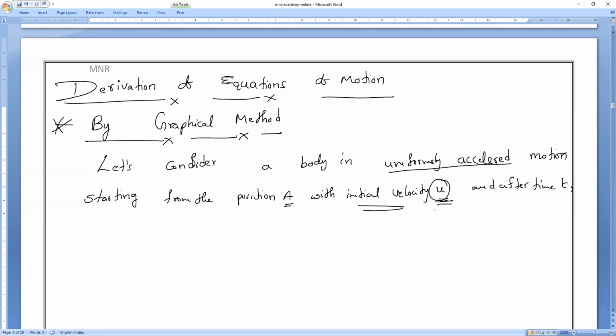It is not starting from rest. Understand? Yes, sir. Time t, and the velocity of the body is V.